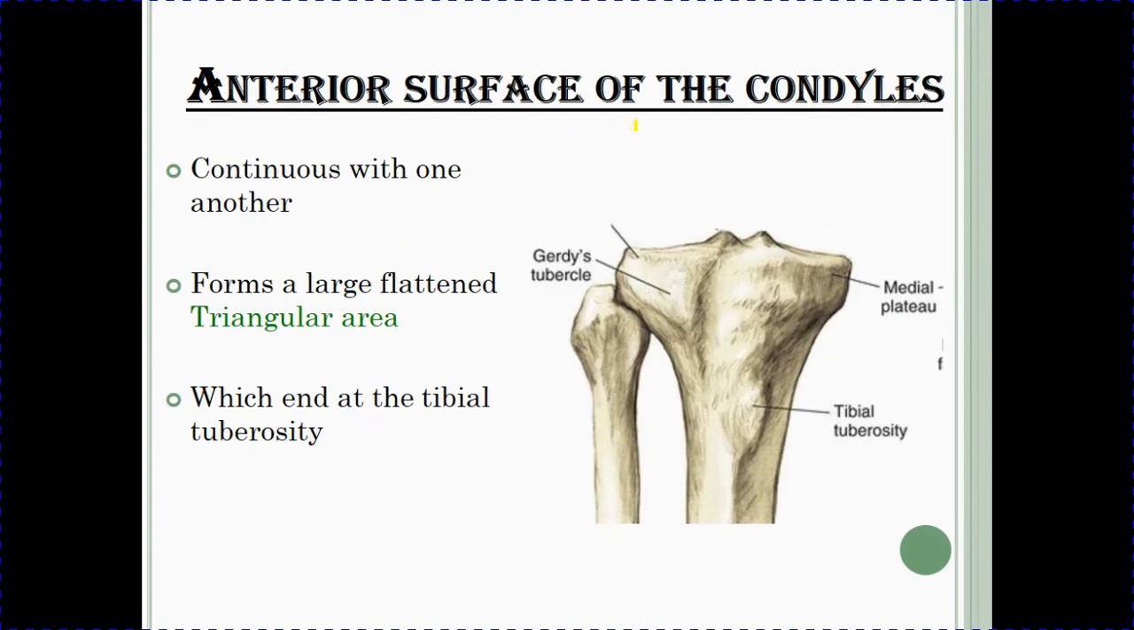The anterior surface of the condyles. When you look at the anterior surface of the condyles, they are continuous with one another and they form a large flattened triangular area which ends at the tibial tuberosity.